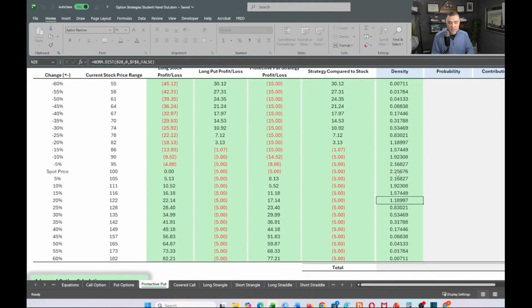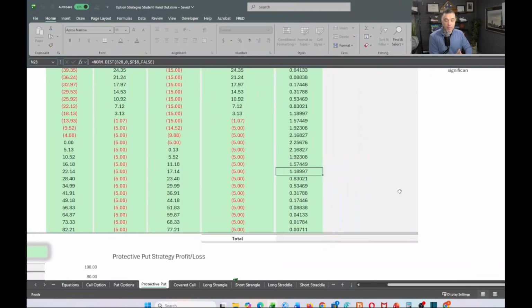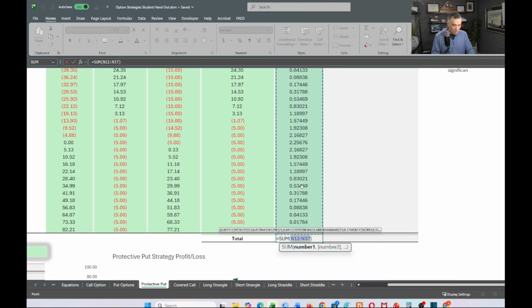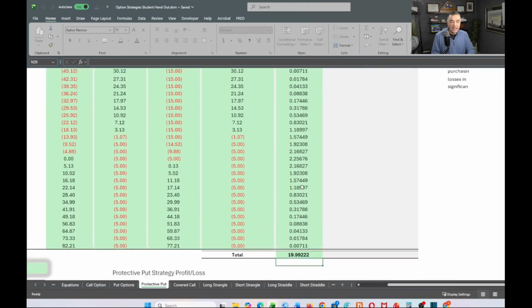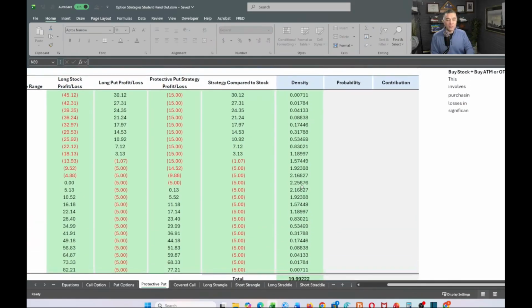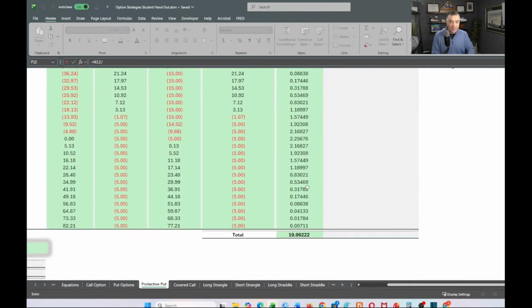As you can see, as we're closer to what is actually going on, you see how the number is larger. So this is how we're going to figure out a probability. I'm going to go down here and sum up the density, which is 19.99. That's the total. So it's very simple. To find the probability, I'm going to take the density and divide it by the total. And that's going to give us the probability it's going to hit that area. Function F4, always remember that.